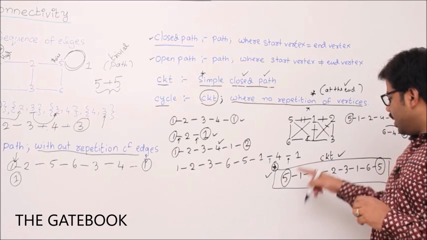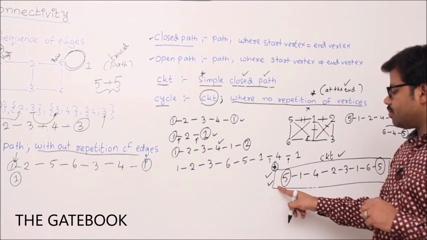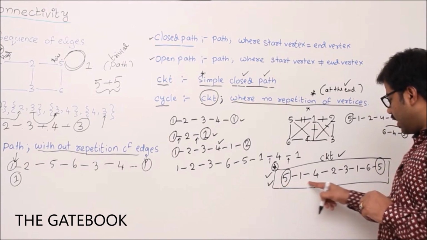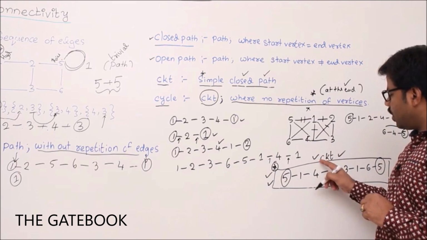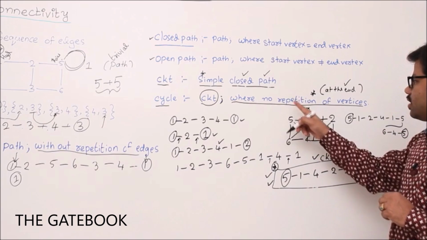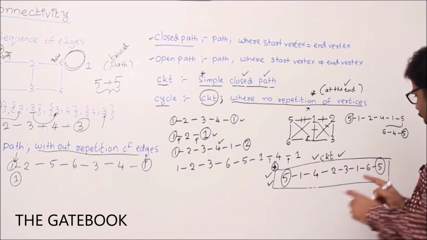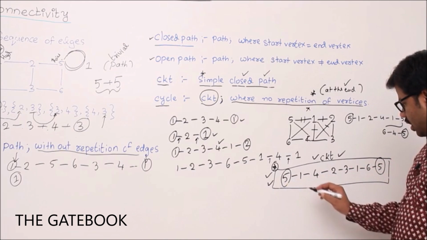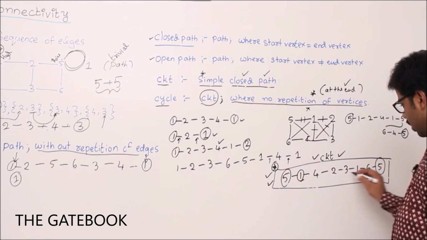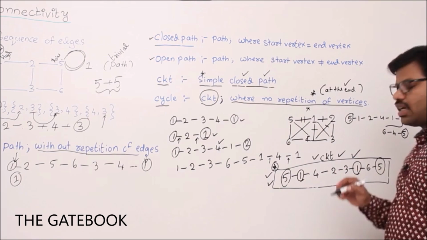So example, is this path a cycle? If really it is a cycle, then what is the condition? First of all, it should be a circuit. Yes, we know that it is a circuit. And what is the extra condition? No repetition of vertices. Okay, don't check this one because without that we can't form a circuit. Apart from that, you can see the repetition of vertices here, isn't it? That's why it is not a cycle.